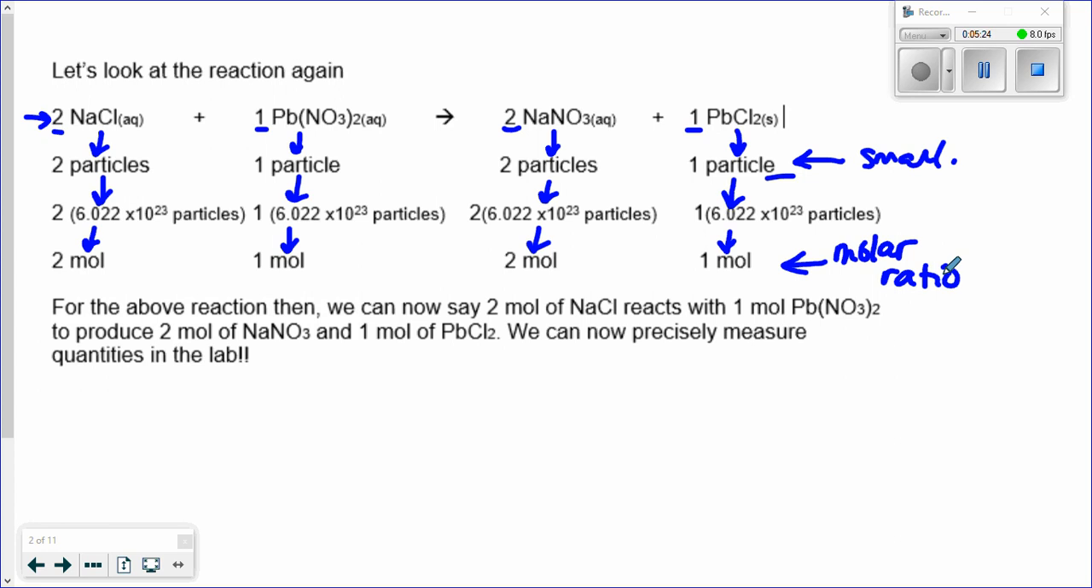So for the above reaction, we can now say 2 moles of sodium chloride react with 1 mole of lead nitrate to produce 2 moles of sodium nitrate and 1 mole of lead chloride. We can now precisely measure these quantities in the lab. These are bigger masses that are easier to measure.